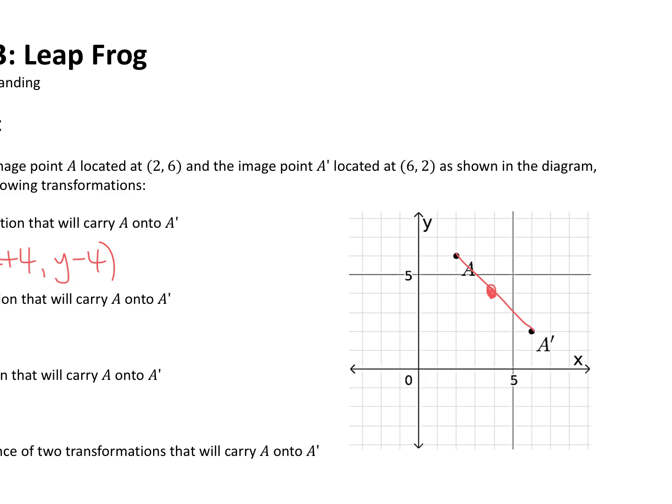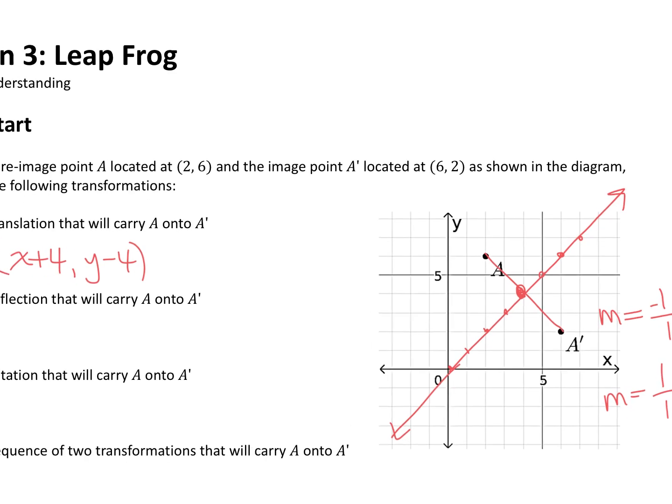So if my slope for this line segment that goes from A to A prime is -1/1, my slope for the line of reflection is going to be +1/1. So that means I go up 1, right 1, up 1, right 1, or down 1, left 1, down 1, left 1. So this turns into our line of reflection right there. Okay, so let's go ahead and describe that.